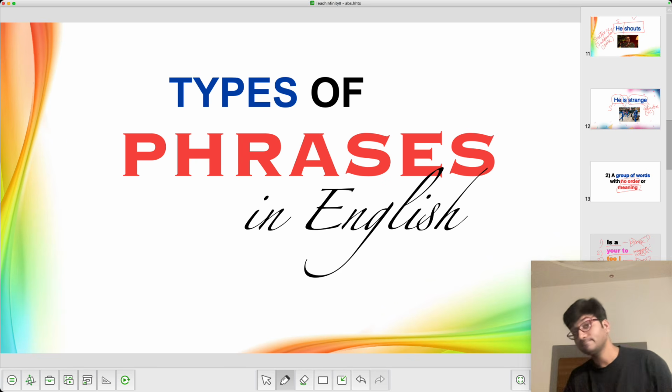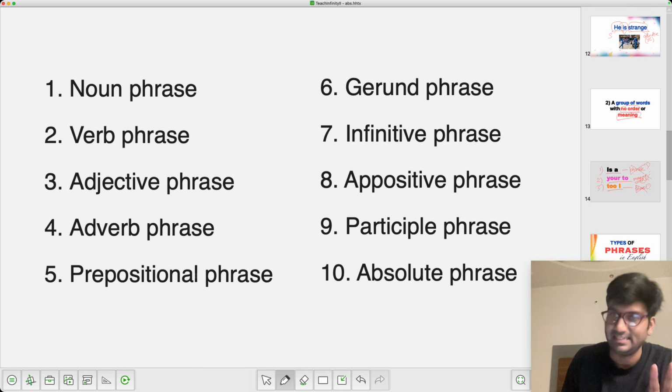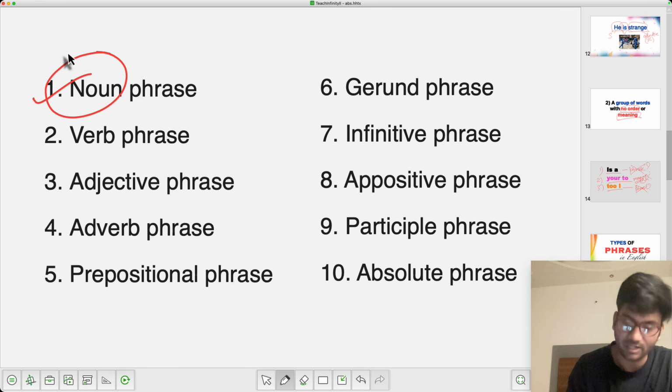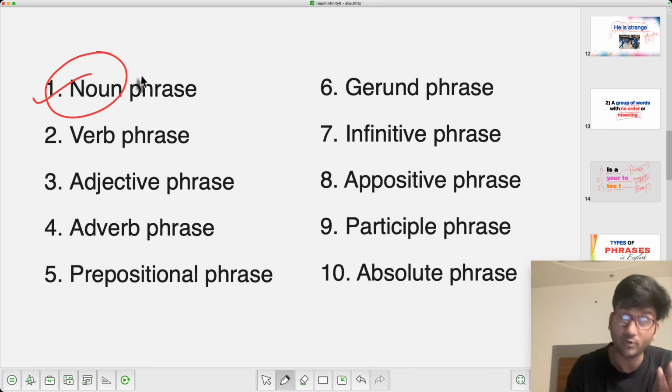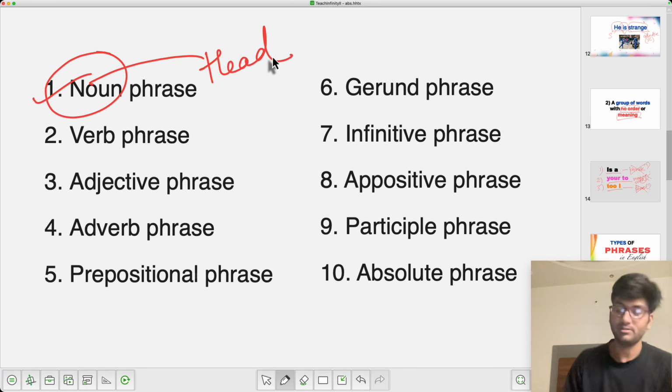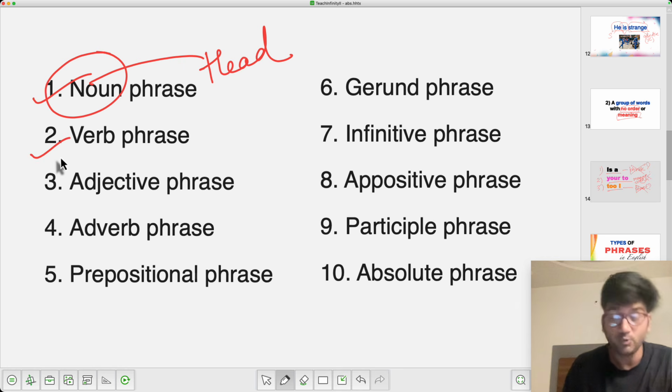Now, how many types of phrases do we have in English? We have exactly 10. Number 1, a noun phrase: a phrase that functions as a noun in a sentence. It can take any place a noun does, and a regular noun phrase is always headed by a noun. Other phrases can also function as a noun, for example a gerund phrase or an infinitive phrase. Number 2, a verb phrase: a combination of an auxiliary verb and a main verb is called a verb phrase.